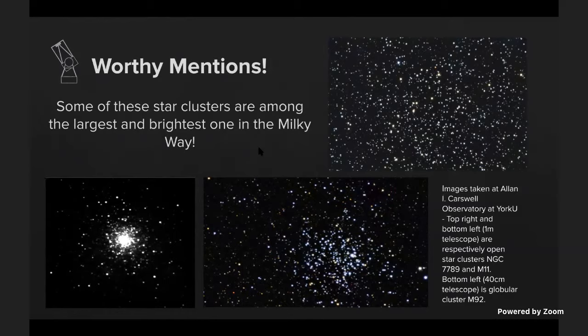Bottom right, we have M11, one of the favorites among staff at the observatory. This is one of the richest and densest open star clusters, located in the constellation of Scutum, and also one of the most massive clusters, with a mass estimation between 3,700 and 11,000 times the mass of the Sun. This cluster is also called the Wild Duck, taking the name from the brightest stars forming a triangle shape resembling a flying flock of ducks.